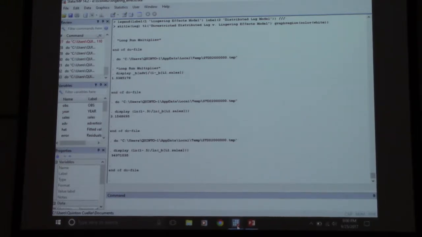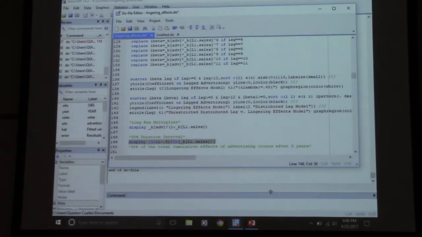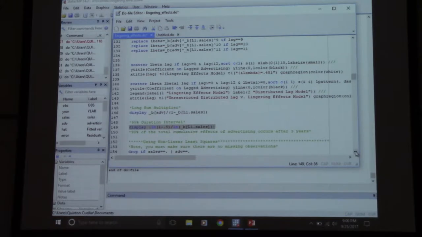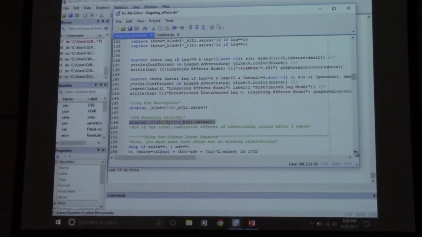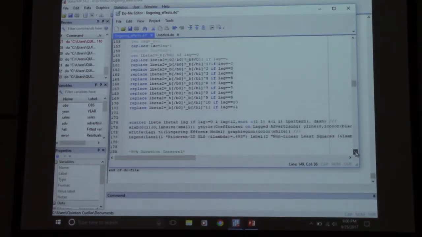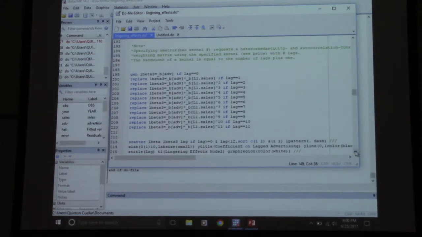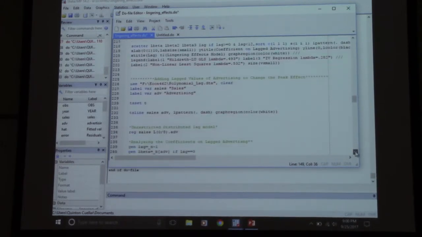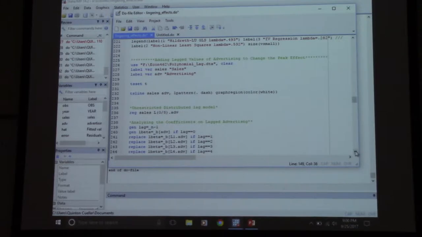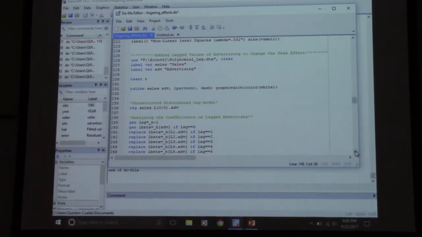So we can use this model to help the firm understand how effective their advertising is, and when they should start advertising again. Let's not worry about that. Okay, so let's go to the problems that you just finished right now.